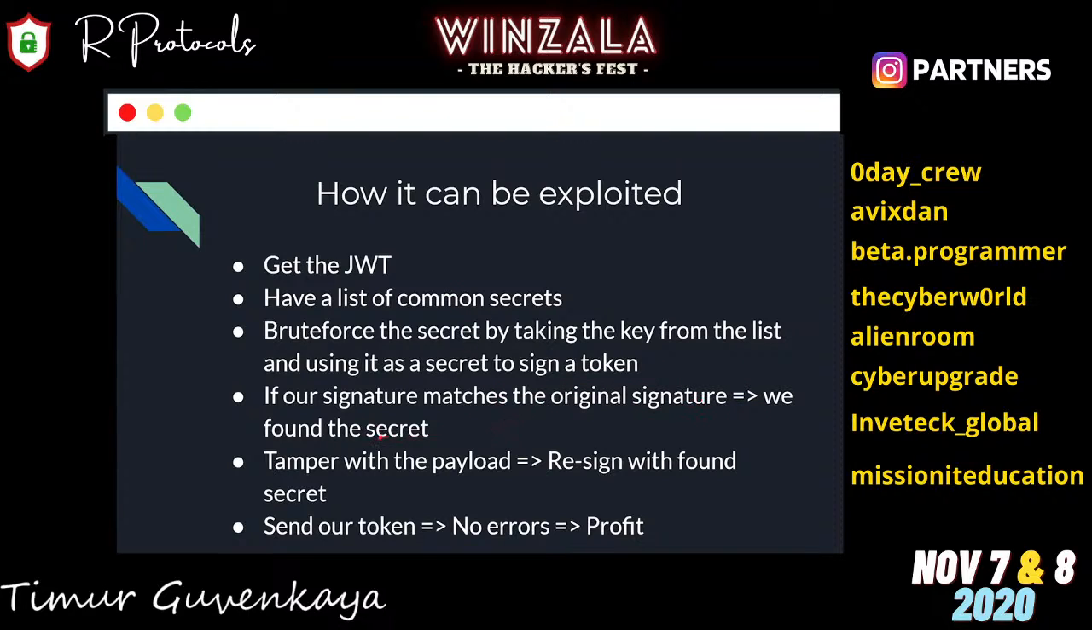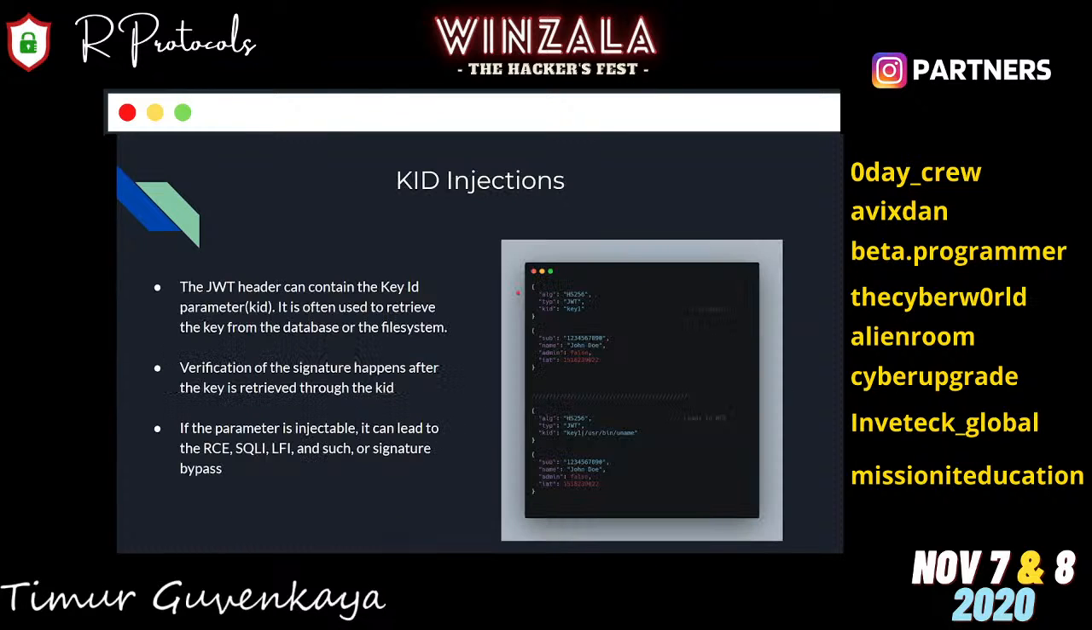In that case, we can tamper with the payload, change anything you want to, and then just basically re-sign with the found secret and send our token, no errors, profit.